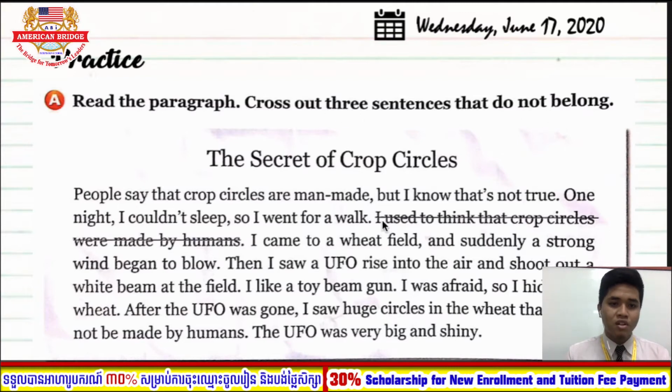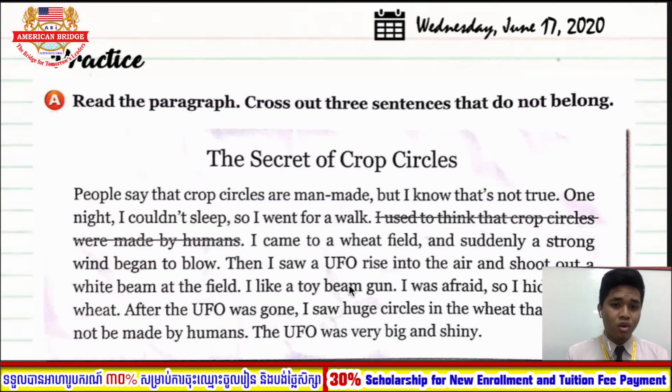So the first sentences have been done for you, so let's find the others. Let's read this together. People say that crop circles are man-made, but I know that's not true. One night I couldn't sleep, so I went for a walk. I came to wheat fields, and suddenly a strong wind began to blow. Then I saw a UFO rise into the air and shoot out a wide beam at the field.